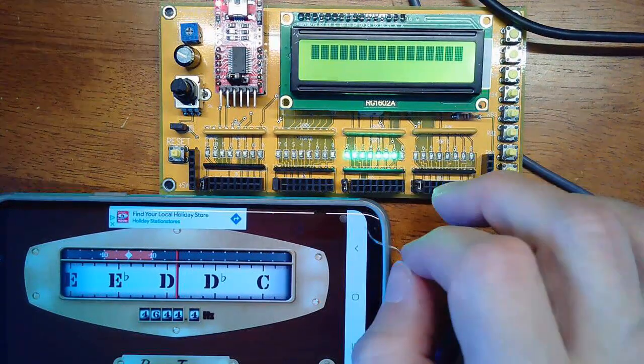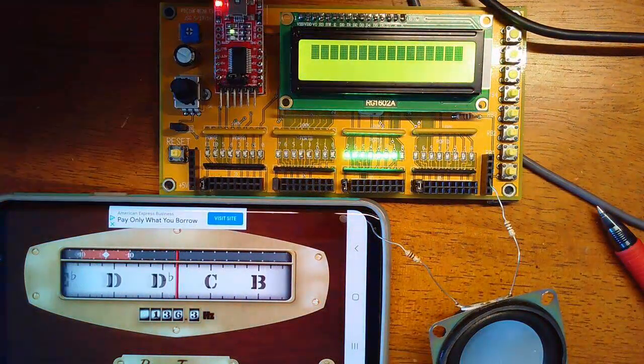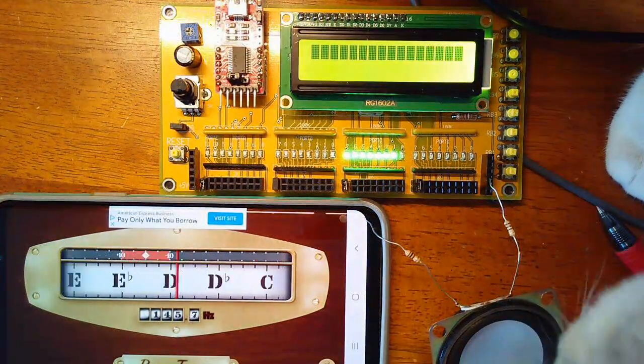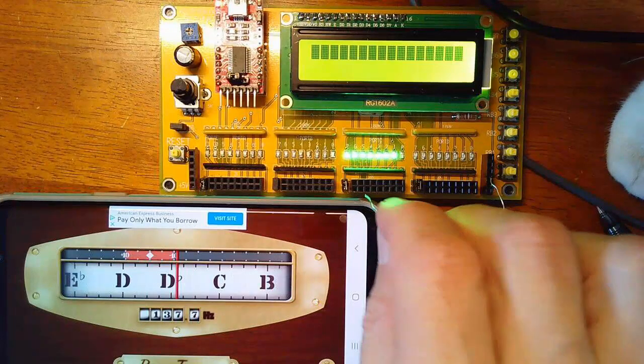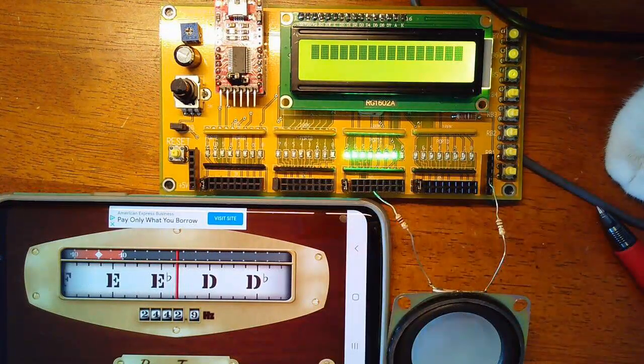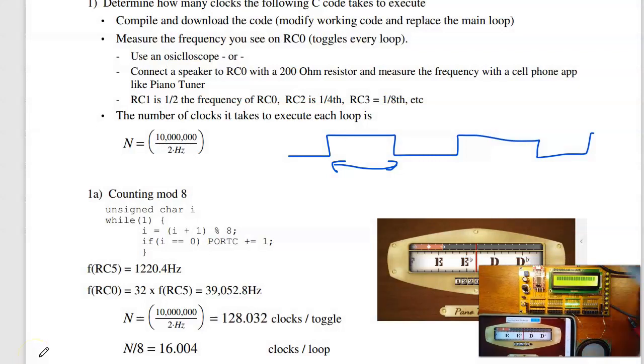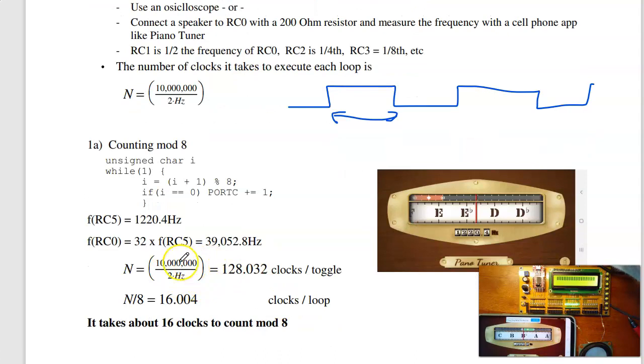And what I really want is what's the frequency on port C pin 0. And we have a little kitten saying hi, wants to know what's going on. Very curious about this. Okay, so I measured RC5 and got 1220 hertz. That's 32 times the frequency at RC0. So RC0, the one that I care about, is 39 kilohertz, which is higher than I can hear.